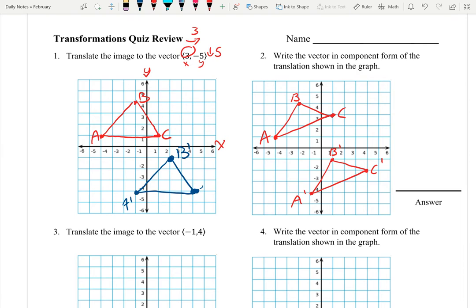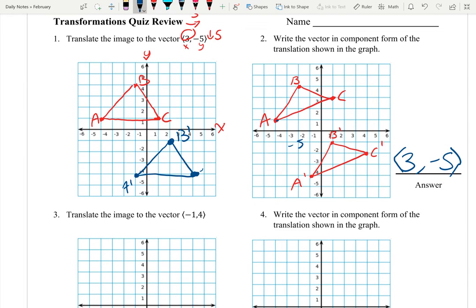So from A to A prime, let's see how far over we have to go to the right. 1, 2, 3. That's about level. So we have to go 3 to the right. And then how far down do we have to go from here to A? So we'd have to go down 1, 2, 3, 4, 5. So we'd have to go down 5. So it's actually the same vector that we saw a second ago, coincidentally. Going right 3 and down 5. So it would be 3, -5.